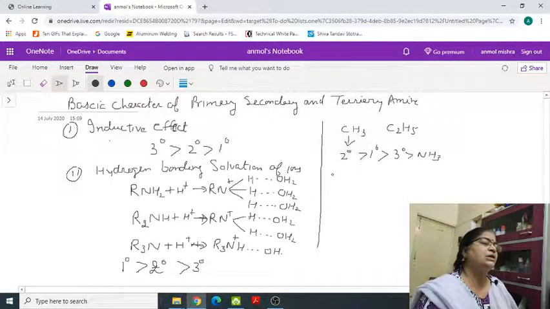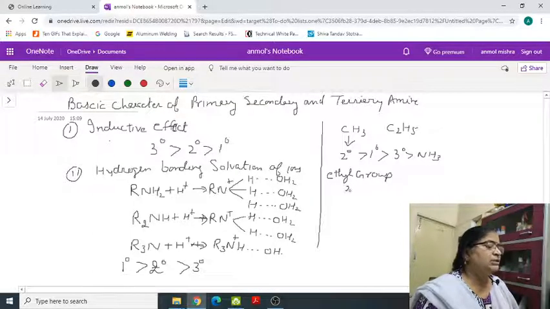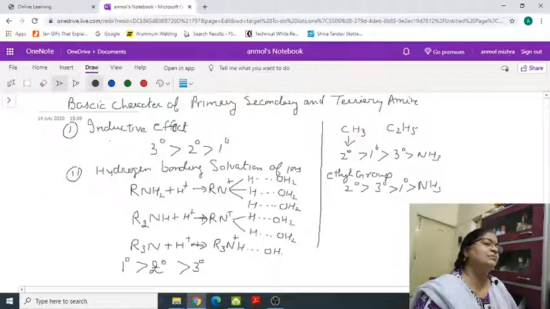Whereas in the case of ethyl group with amine, the order is secondary, then tertiary, then primary, and then ammonia. So remember, in the case of methyl group it is 213. In the case of ethyl group it is 231.